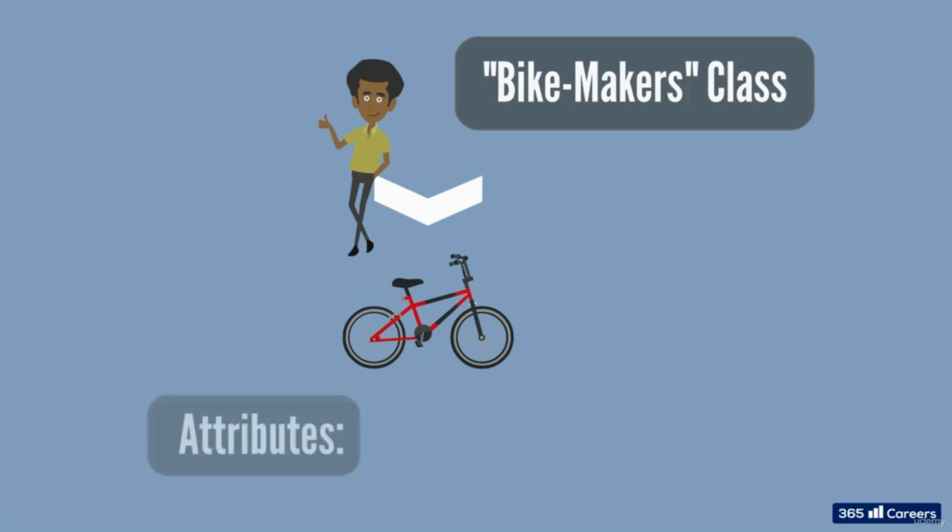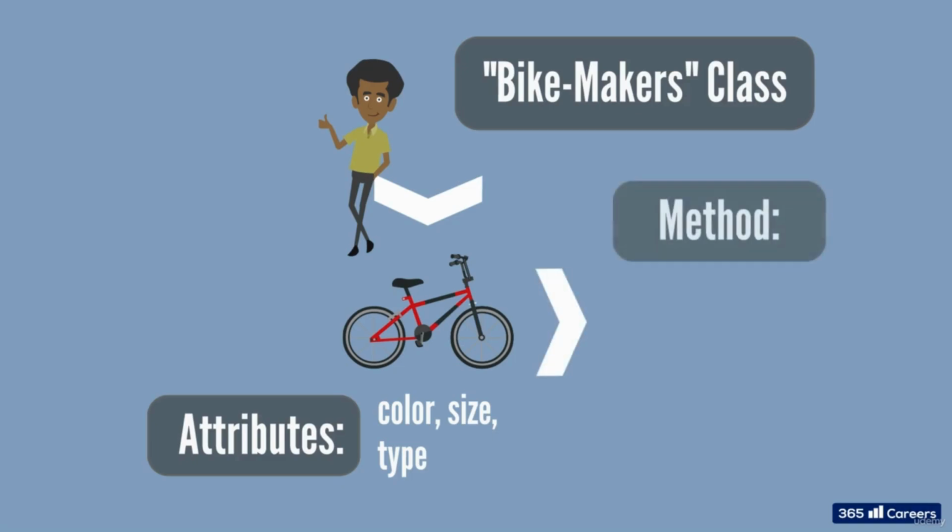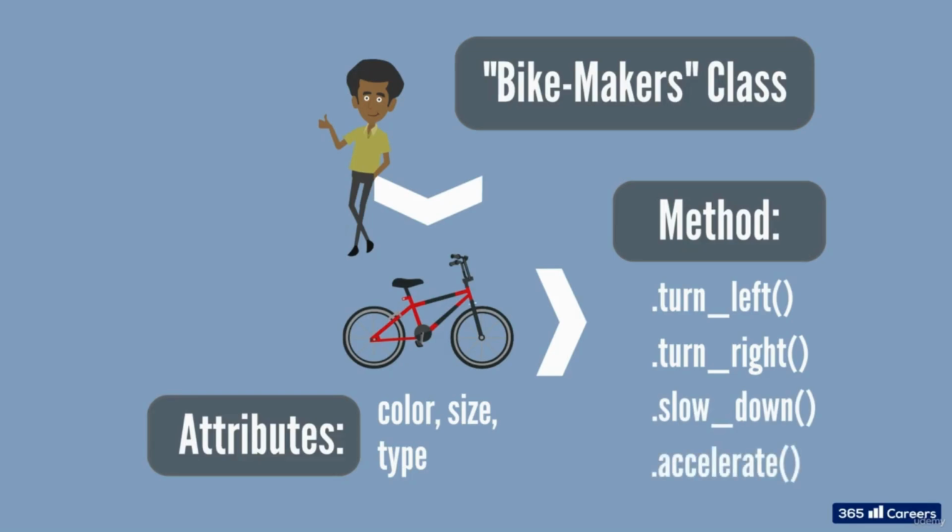As an object, it has certain attributes that refer to the state of that object. Its color, size, and type, mountain bike or road bike, are attributes that can be assigned to it. A method is something different. It is a consequential logic sequence that can be applied to the object. It could be an operation like turn left, turn right, slow down, or accelerate.